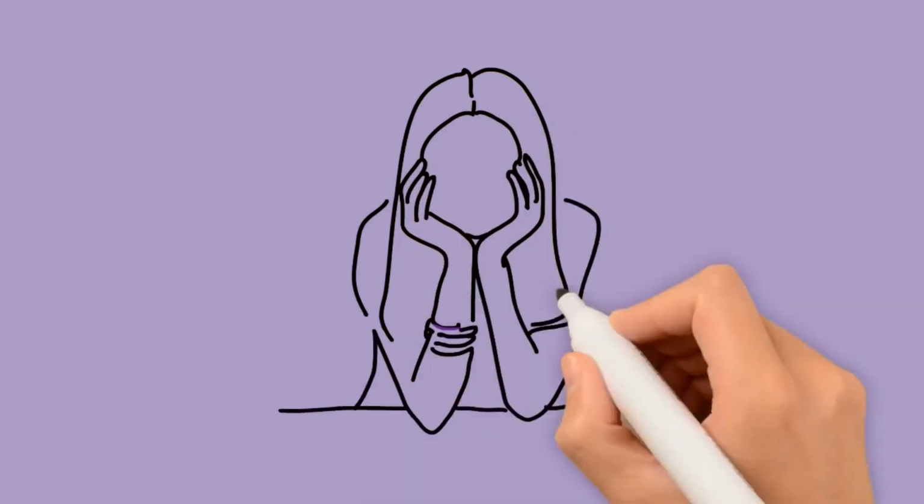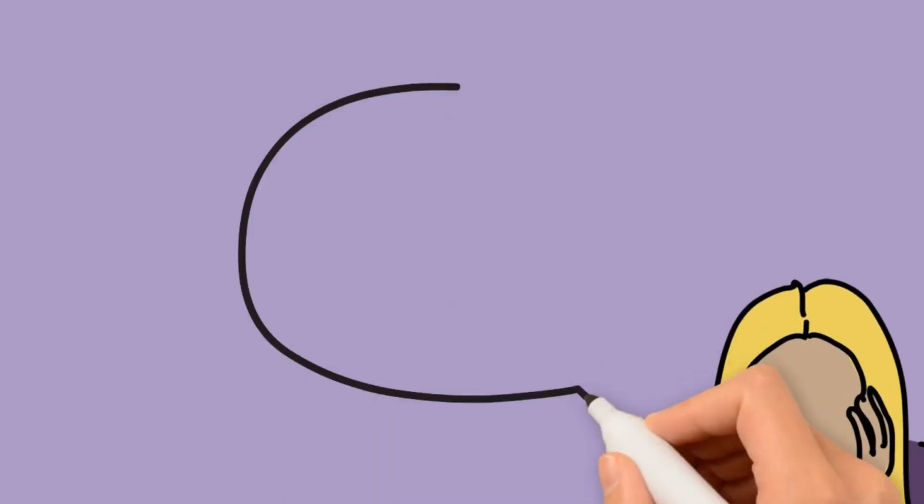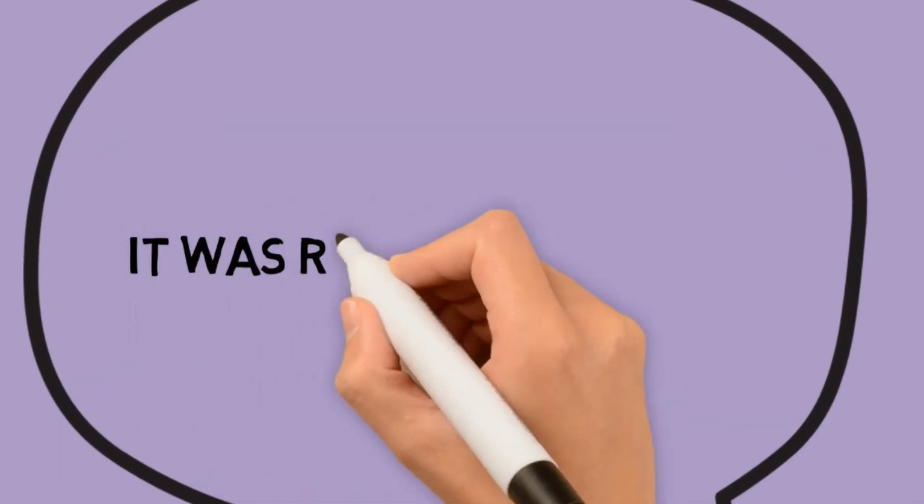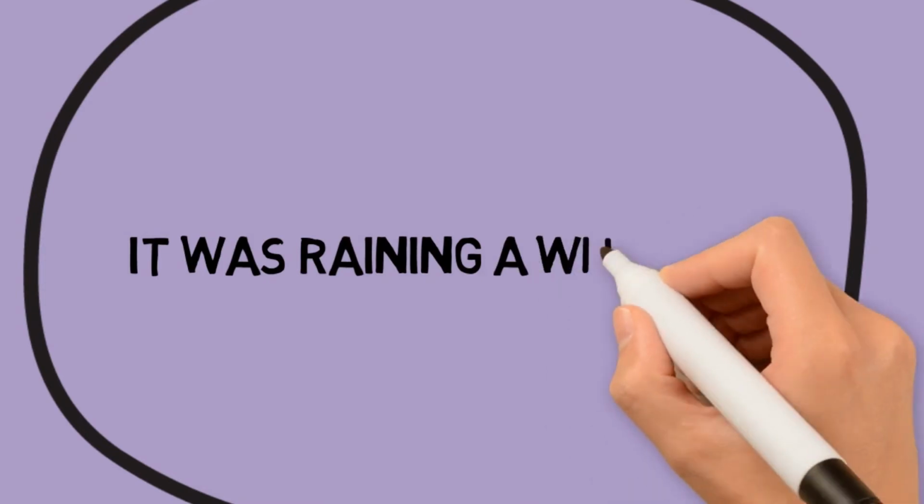And the last is it was raining a while ago. A while ago is past tense and it takes was because this is singular.